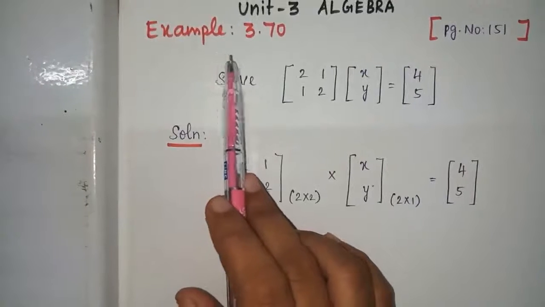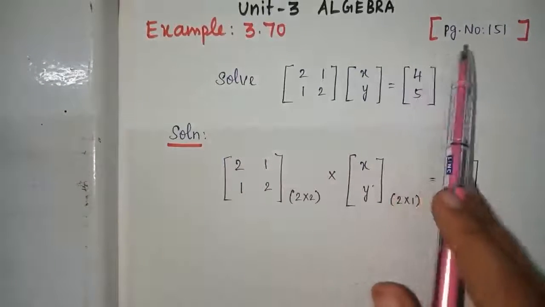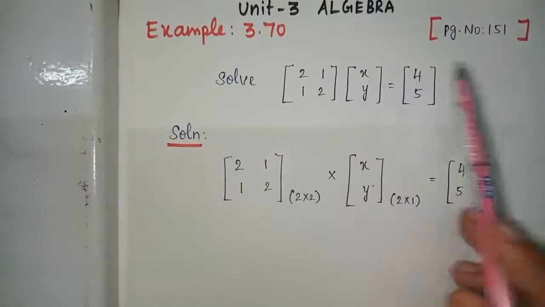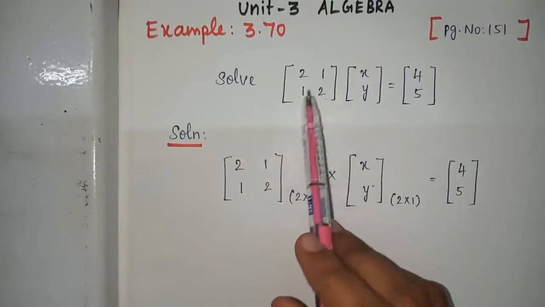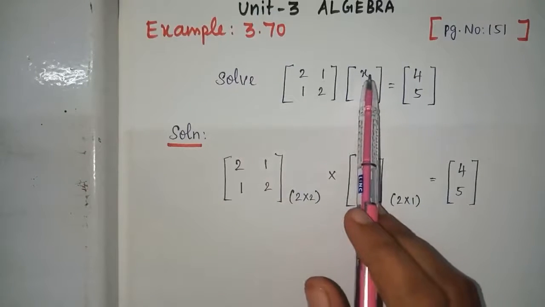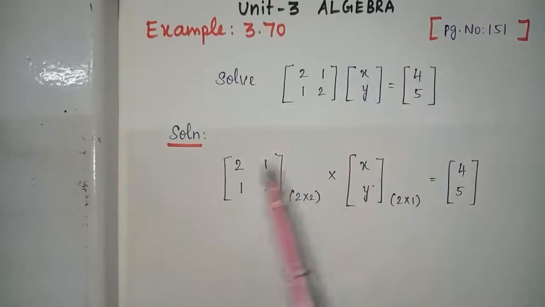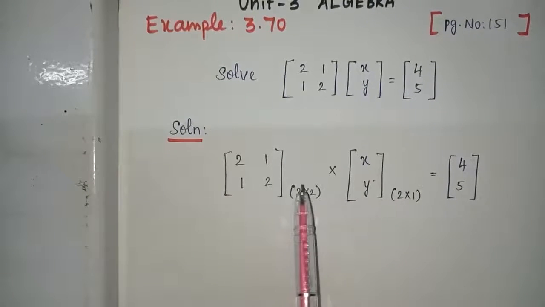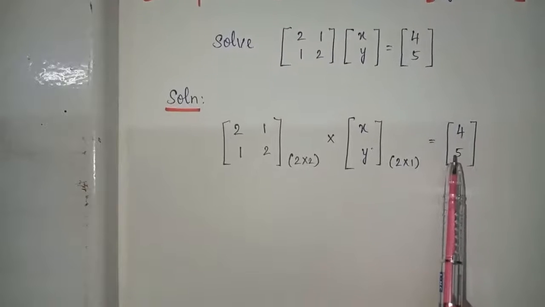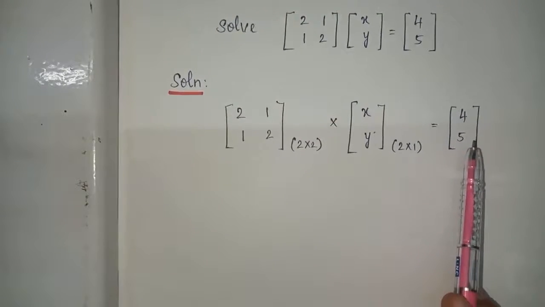Next we are going to see example 3.70, which is on page number 151. Solve the matrix [2 1; 1 2] into the second matrix [x; y] is equal to [4; 5]. So, solution: you just write the question whatever it is, then you have to mention the order of the matrix.